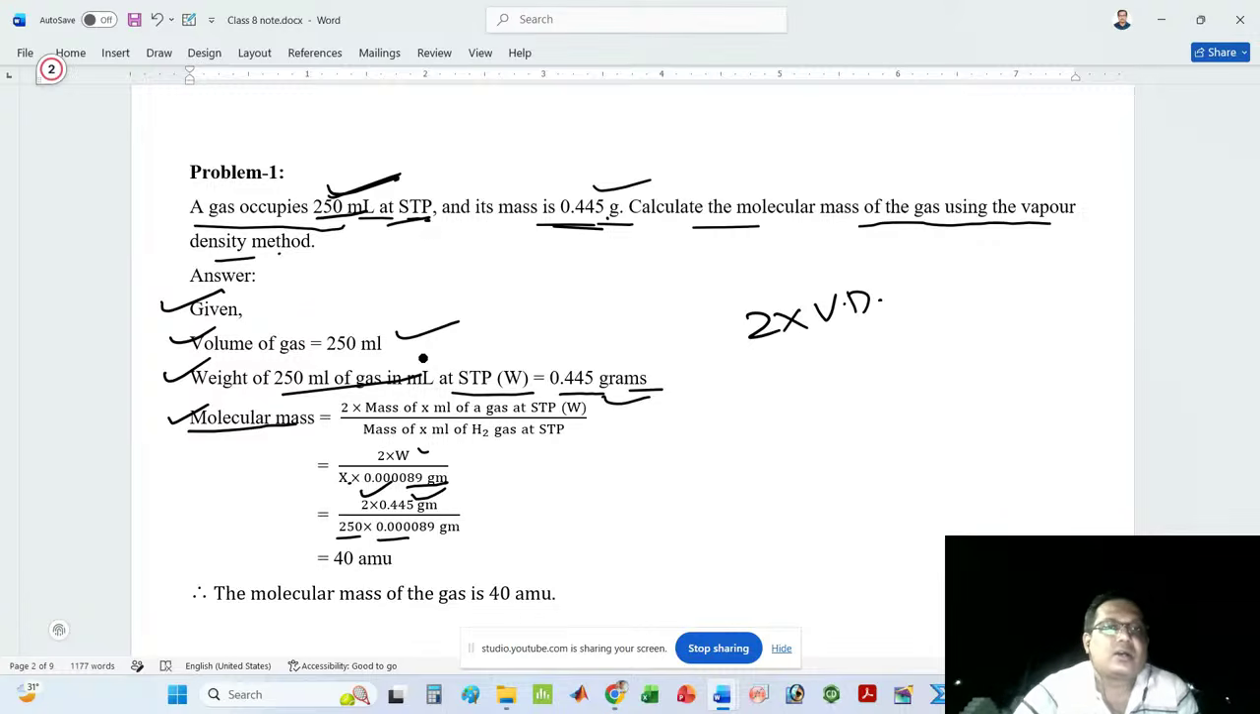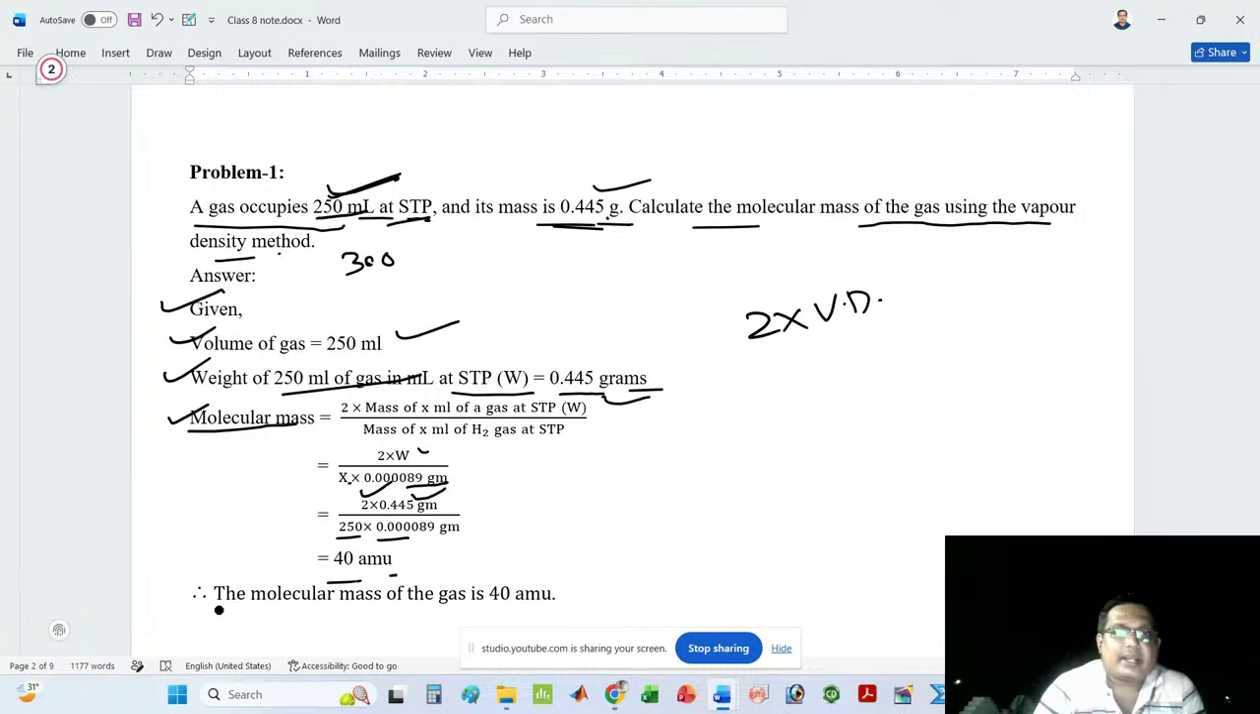Suppose 500 ml is given, then you also take 500. After calculation, it is seen that the molecular mass of the gas is 40 AMU. So here you can write the molecular mass of the gas is 40 AMU. This is problem number 1.